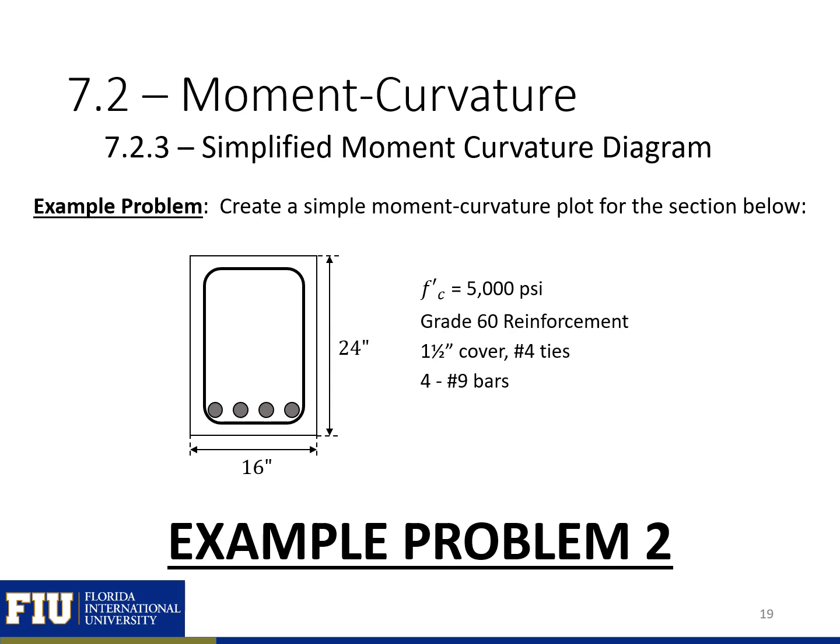We will next look at an example problem where we're creating a simple moment curvature plot for the section shown below. Here we have a 16-inch wide by 24-inch deep rectangular reinforced concrete beam with 4 number 9 bars in tension. Our f'c is 5 ksi, and we have grade 60 reinforcement with number 4 ties. You can pause this video, keep track of where you are, and then go to our example problem 2 video.